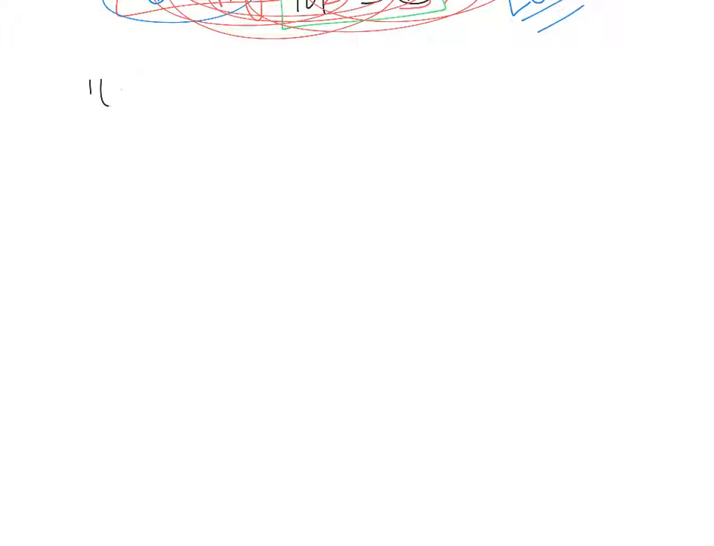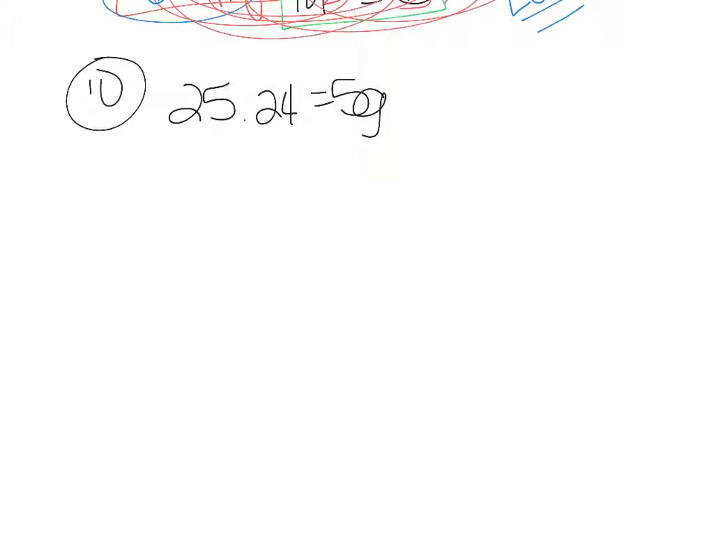Okay, number 10. Let's do 25.24 equals 5g plus 3.89. So with decimals, what you have to decide first is what power of 10 you're going to multiply by. So you're kind of looking at how many decimals do I need to get rid of? Well, we notice I have 2 decimals in my first number and 2 decimals in my next number. So it looks like I'm going to have to multiply by 100 again to get rid of those 2 decimals.